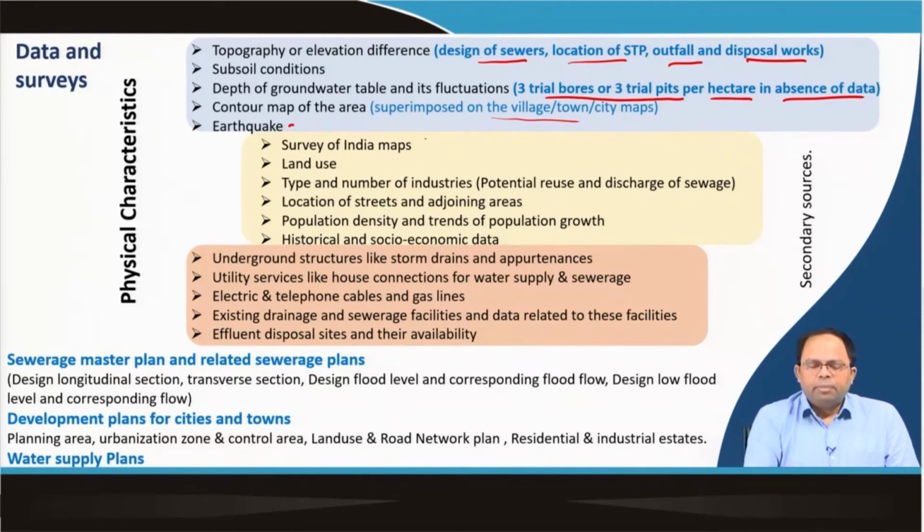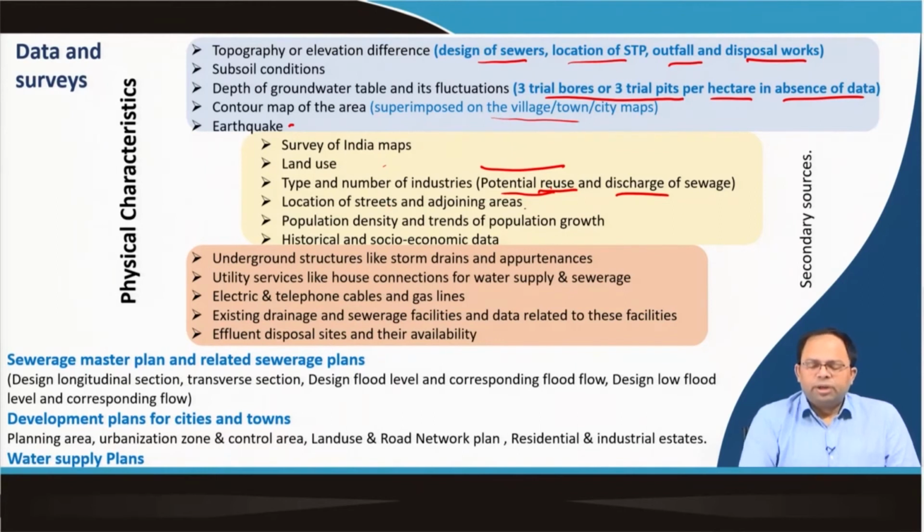Then Survey of India maps, land use maps, type or number of industries, which actually determines potential reuse and discharge of sewage. That means not only will we understand what kind of sewage is being disposed, but we can understand whether we can treat the water for reuse, and if there is some industry willing to take that water. So, potential reuse is important. This we will show in case studies later on.